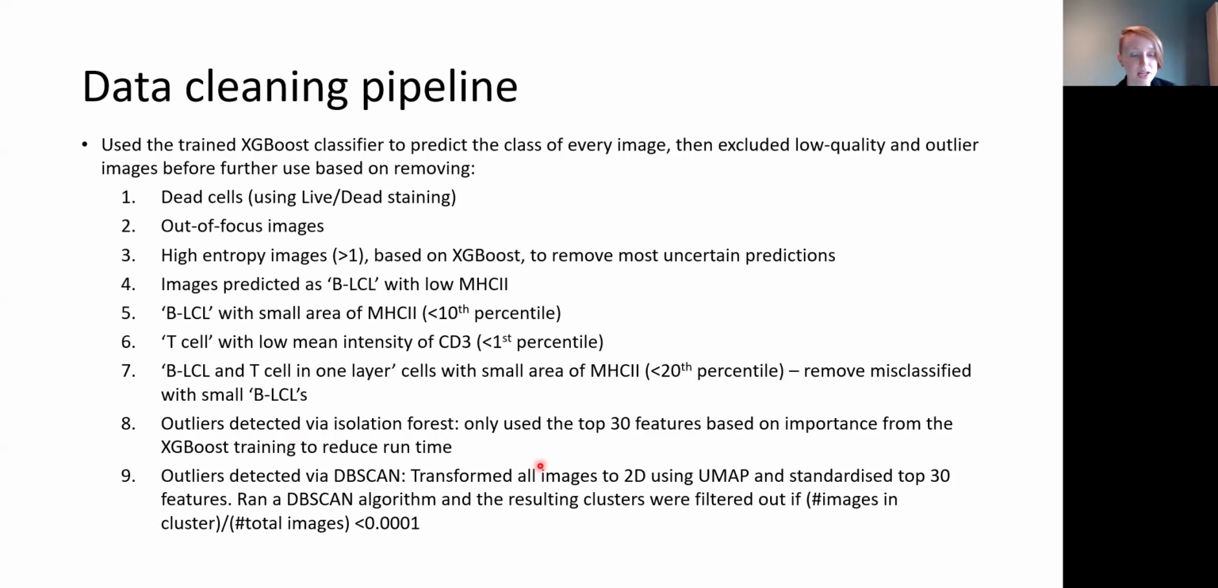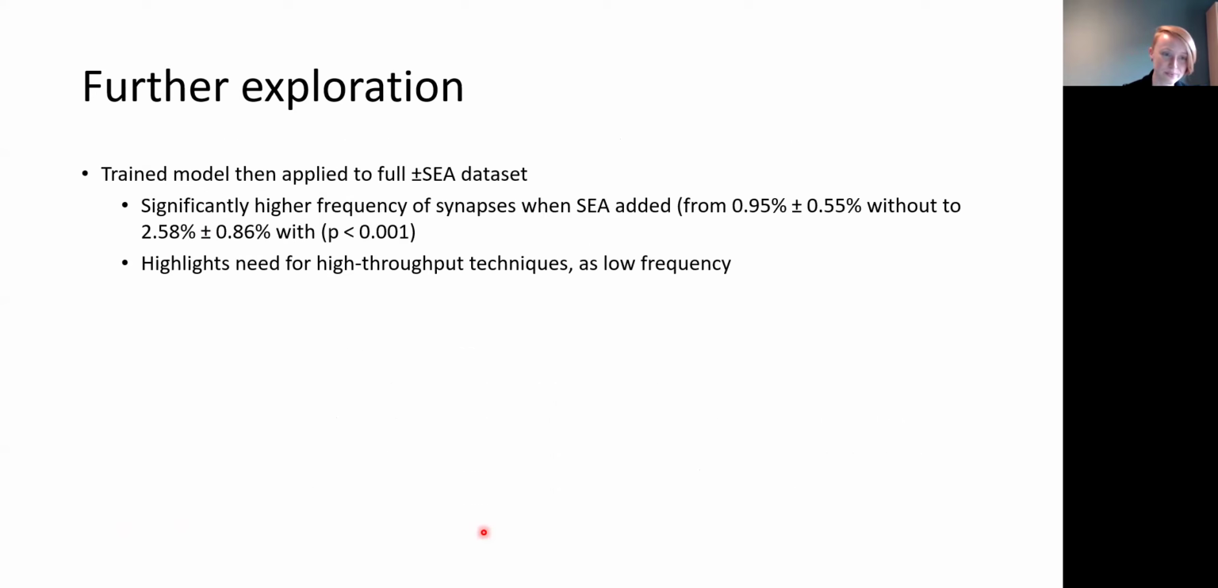And the other outlier detection they used was something called dbScan, which is a density-based spatial clustering of applications with noise. Essentially, they transformed their images to 2 dimensions using UMAP, standardized it, and then ran this clustering algorithm. So any clusters that resulted from that were particularly small. If the number of images in that cluster were less than this proportion of the total images, they were removed again. So tidying up the data right at the end, essentially.